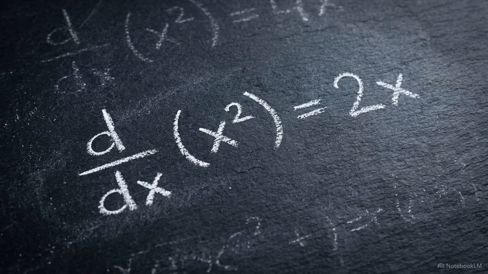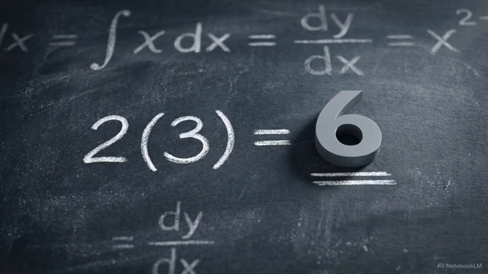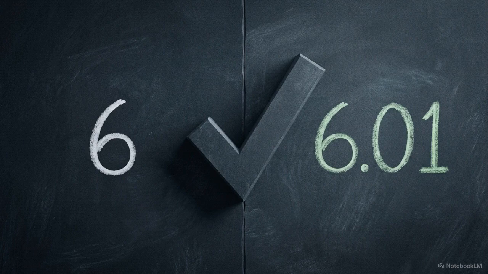Using the power rule, the exact derivative of x squared is 2 times x. At x equals 3, that gives us exactly 6. Our estimate of 6.01 is incredibly close to that true value.